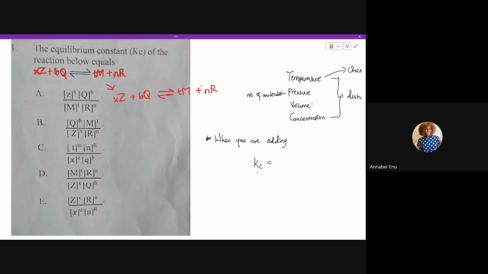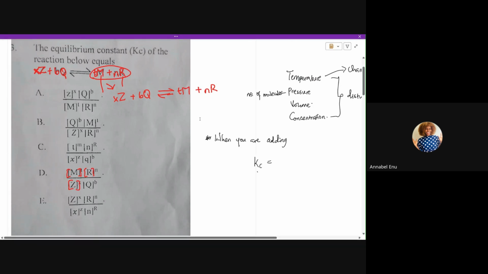Yes, Melody, which of them is the correct answer? D. D, very good. Because the reactants are M and R, which are what we're having here: the concentration of product, and then the concentration of reactant. Now, how about this?